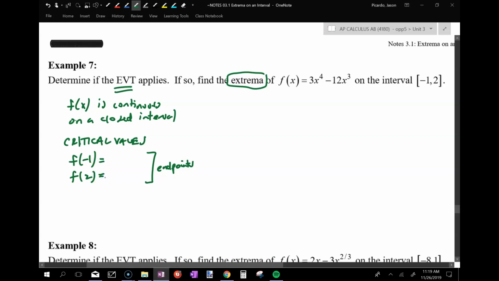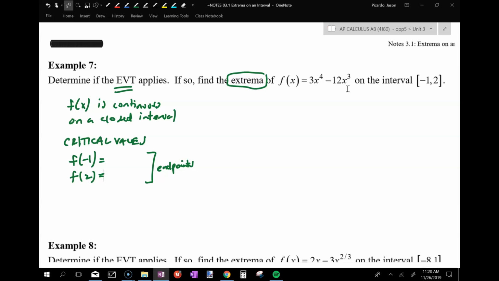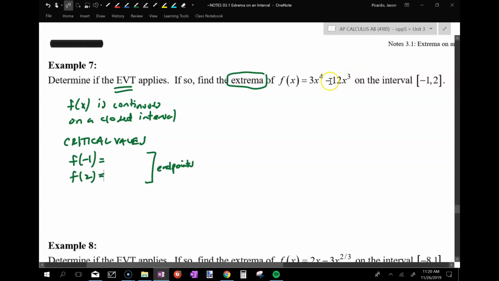All right, what do we get? Well, we plug in -1. We get 3 times, what's -1 to the 4th? 1. What's -1 to the 3rd? -1. So this is -12 times -1. So that's 12. That's 3 minus 12, -9. That seem okay? Did I mess that up? You all looking at me weird. Oh, sorry, negative plus 12. Plus 12, sorry. 15, got it.